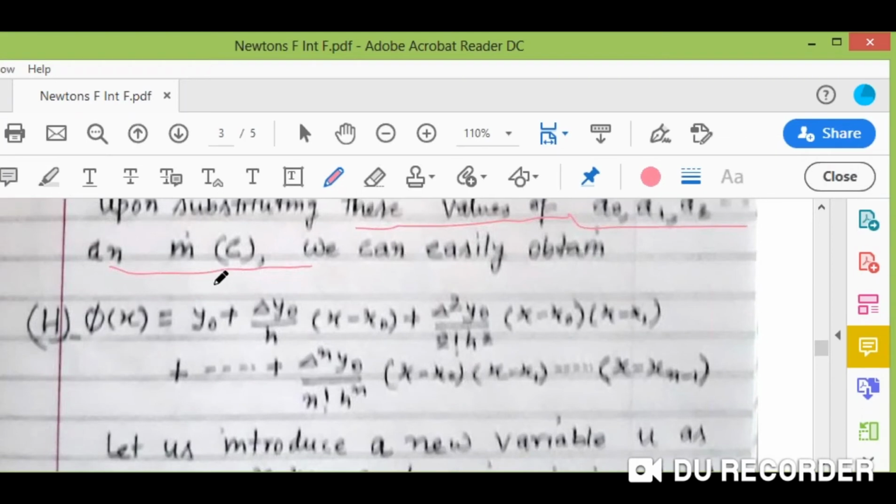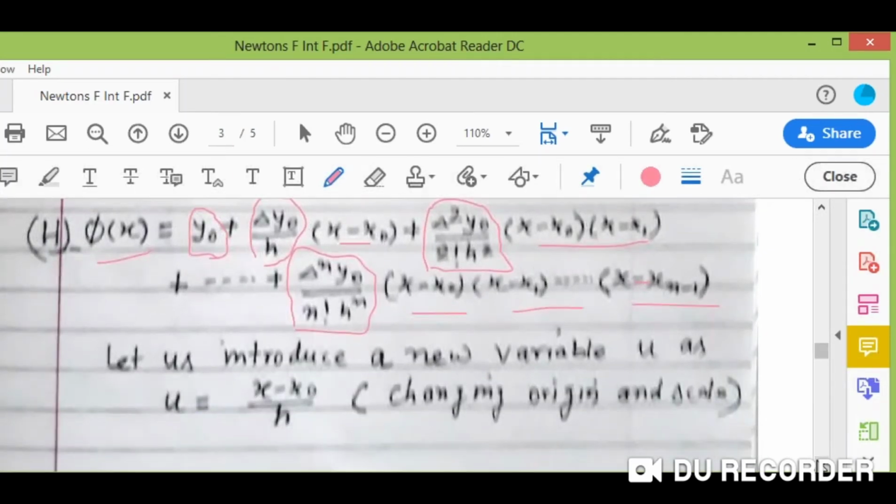Then you look at the polynomial. This was the polynomial. In place of A0, y0 is substituted. In place of A2, this part is substituted. In place of A3, this part is substituted. This remains as it is. This remains as it is. x minus x0, x minus x1. This remains as it is. And in place of an, this value is substituted, and this value remains as it is.